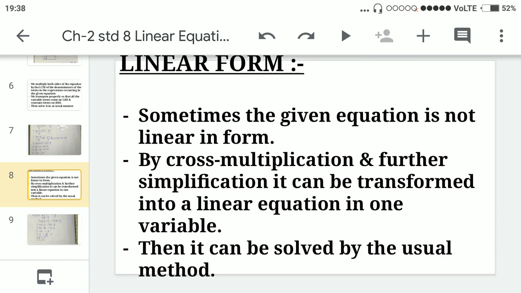So if it is not in linear form, that means the variable is there in the numerator part, and also in the denominator part. If any variable is present in the denominator, that means it is not in linear form, because if it is in the denominator the power is minus 1, and minus 1 is not treated as a linear equation. Fine. So that's why first of all you have to convert it into linear form. So how can you convert it? By the cross multiplication method. Then you can solve it by the usual method.